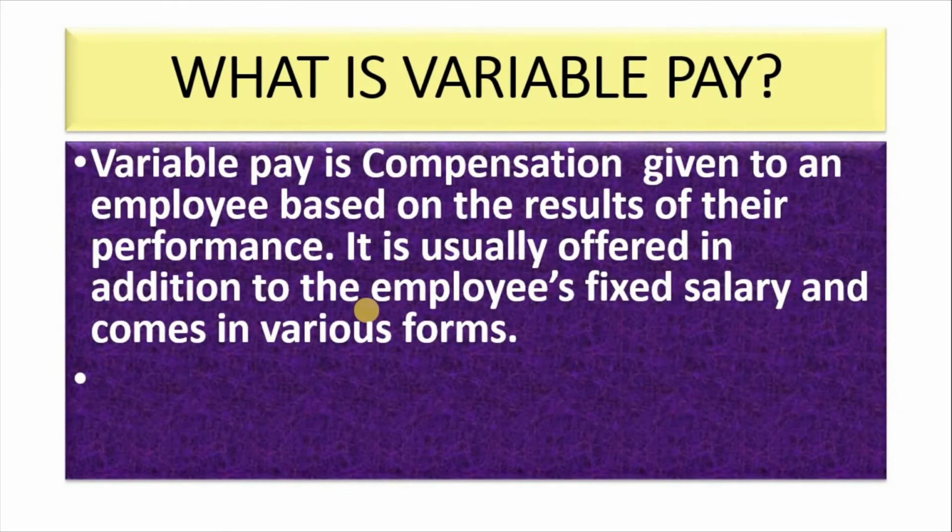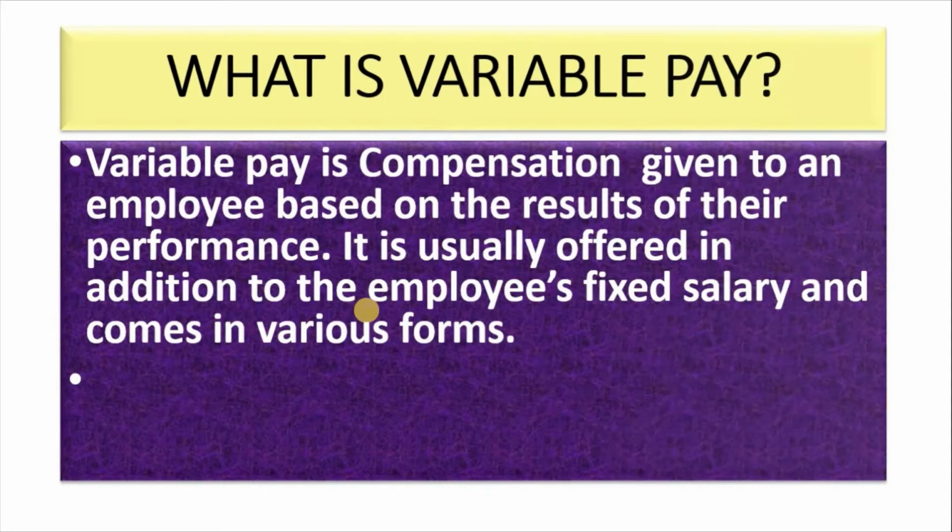So last one. What is variable pay? Variable pay is compensation given to an employee based on the results of their performance. So here performance means target. So company will give target to the employee. Suppose he reached the target, then they will give a commission. So that commission is called variable pay. For example, salesman. It is usually offered in addition to the employee's fixed salary and comes in various forms.